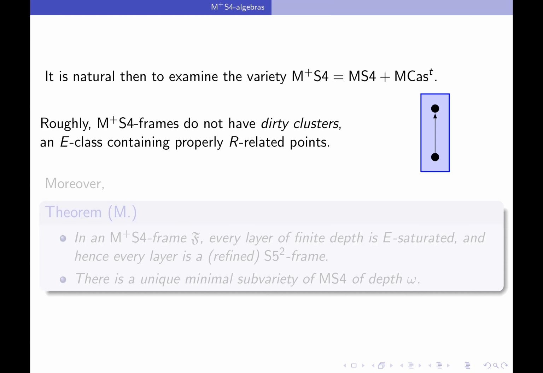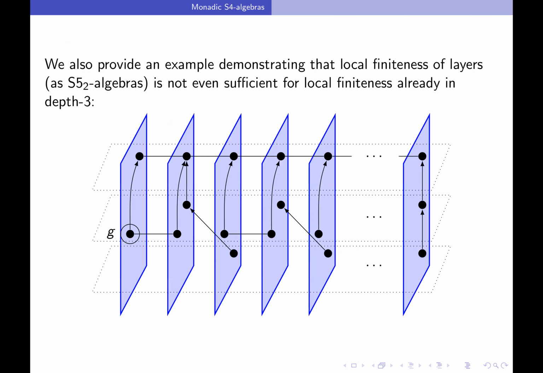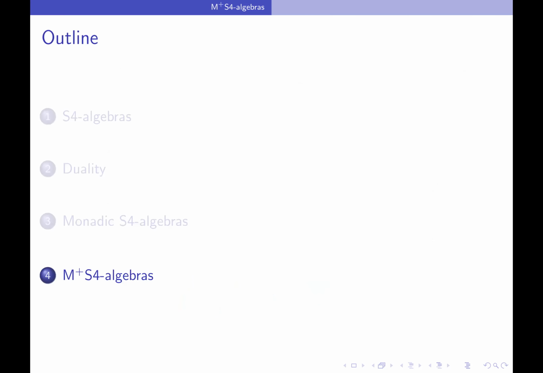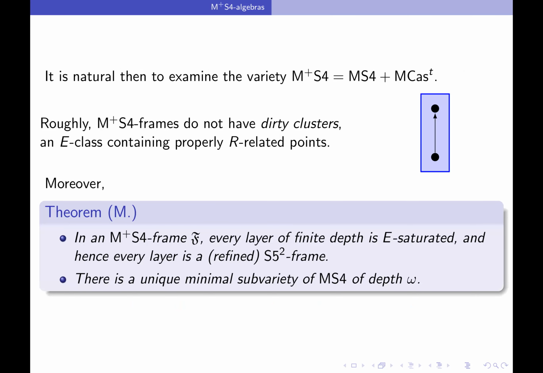And you'll notice that these horrible counterexamples from the previous slides very crucially rely on these dirty clusters, right? You're always going to have properly R-related points inside the same E cluster. So already that doesn't happen, which rules out all of the bad counterexamples. And we already have much better structure.